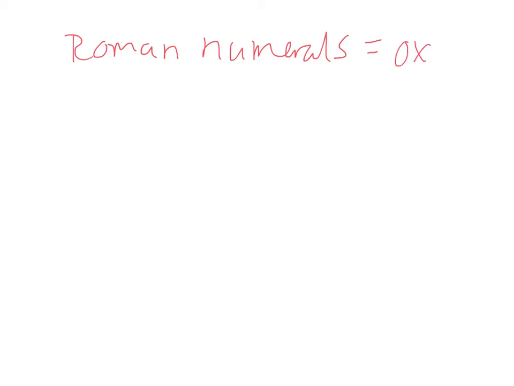All right, so for the first one, the way that these will look is they'll have Roman numerals. And what these tell us is the Roman numeral equals the oxidation number. Well, sorry, not oxidation state, oxidation number.